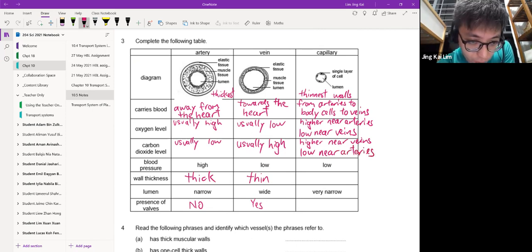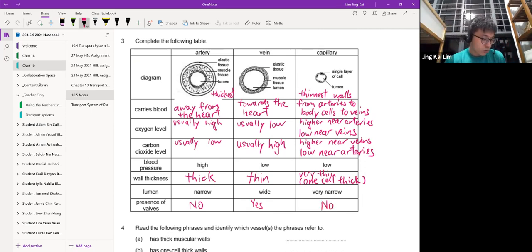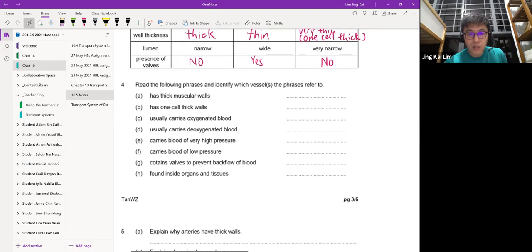Wall thickness, they are very thin. How thin? They are 1 cell thick. Very, very, very thin. Do they have valves? No, they do not. Our body is designed, it's already perfected itself, such that it does all these things.